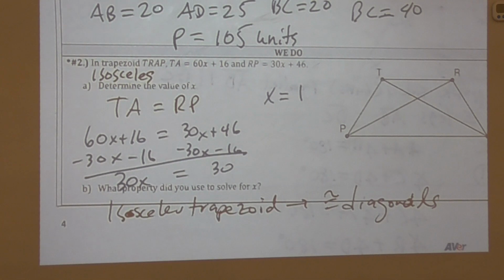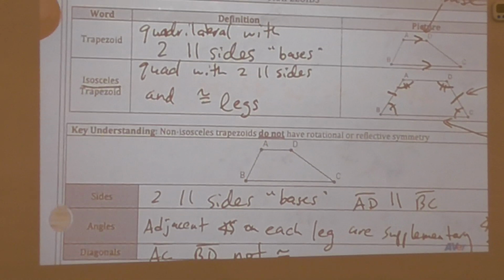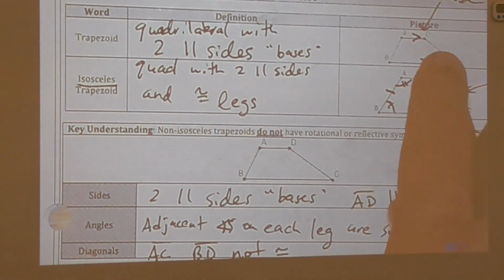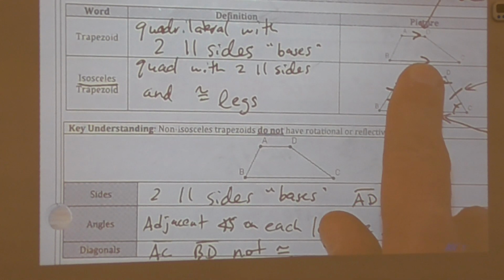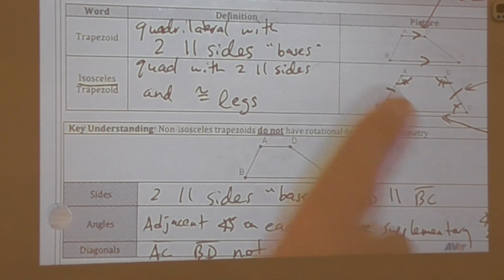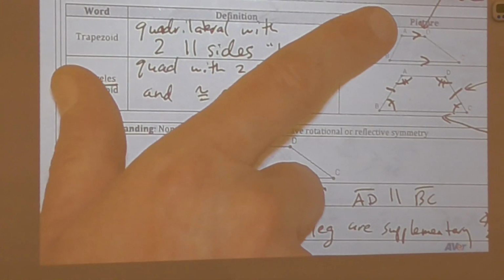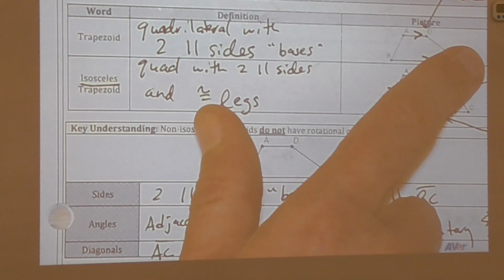So again, to review, if we're talking about any old trapezoid, we know that there is one pair of sides which are the bases that are parallel. And then we also know that the angles that are along the legs are supplementary. So A plus B is 180 and D plus C is 180.